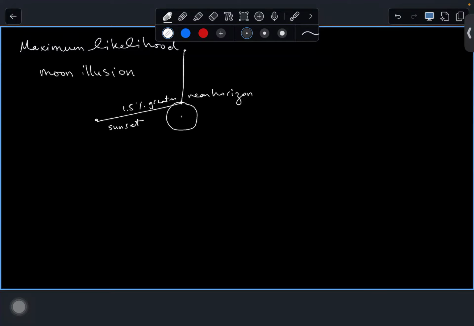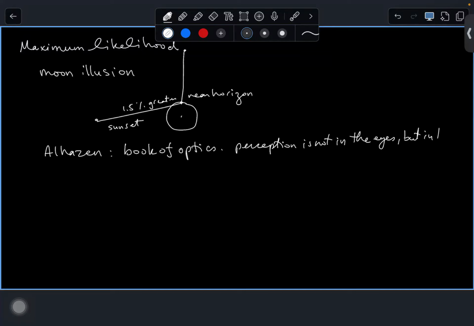But the first person who noticed it and thought about it, as far as I know, is this Arab philosopher. His name was Al-hazen. I think this is like 11th century, and he wrote a book called Book of Optics. And what he said is that the moon looks bigger not because it's actually bigger, but because of our perception. And he said that perception is not in the eyes, but in the brain.